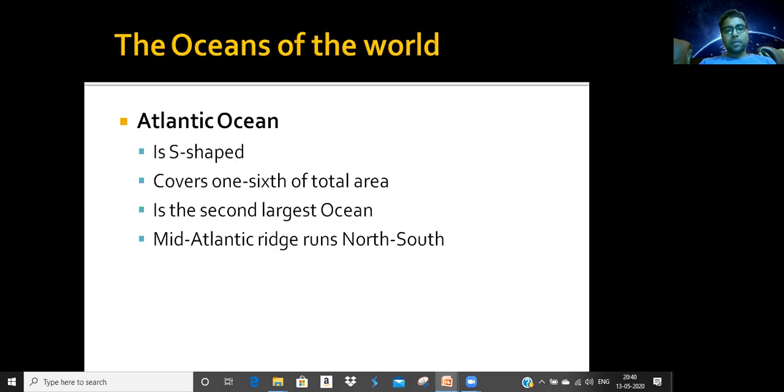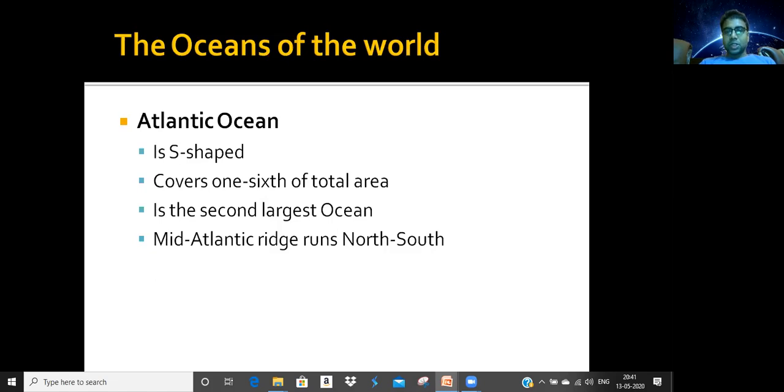The second biggest ocean is Atlantic Ocean. Atlantic Ocean is basically S-shaped. It covers 1/6 of the total area of the world. Compare it with the Pacific Ocean. Pacific Ocean covers 1/3 of the total area. Atlantic Ocean, which is the second most vast ocean in the world, covers 1/6 of the total area.